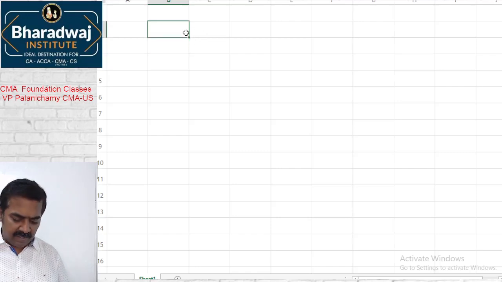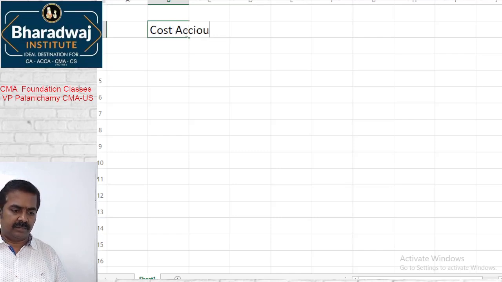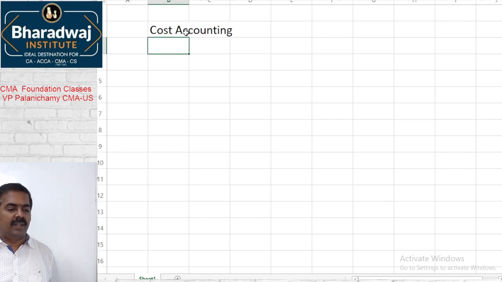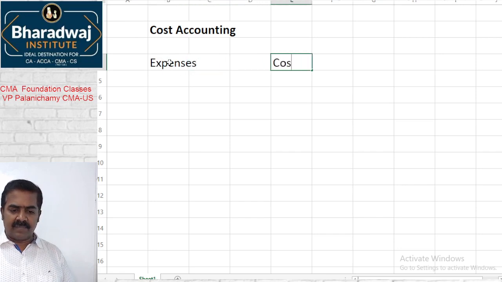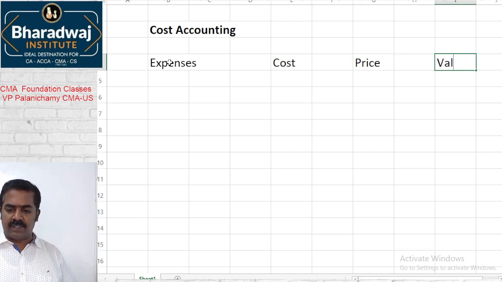Let me begin with the subject called costing or cost accounting. What do we do in cost accounting? We'll come to that later. Before we start with cost accounting, there are different things that you have to understand. One is expenses, second one is cost, third one is price, next one is value.